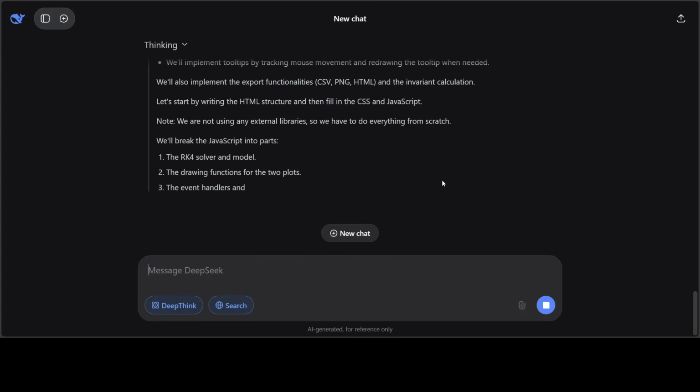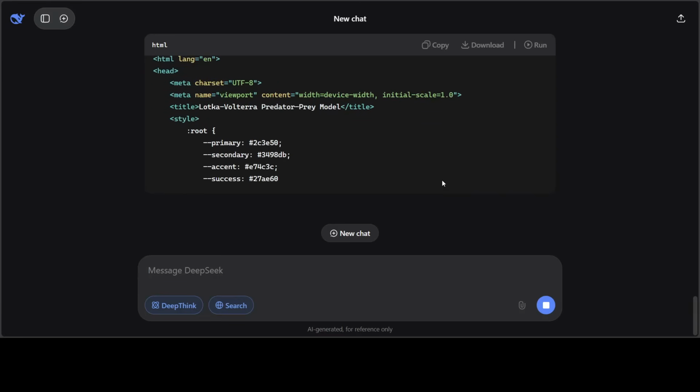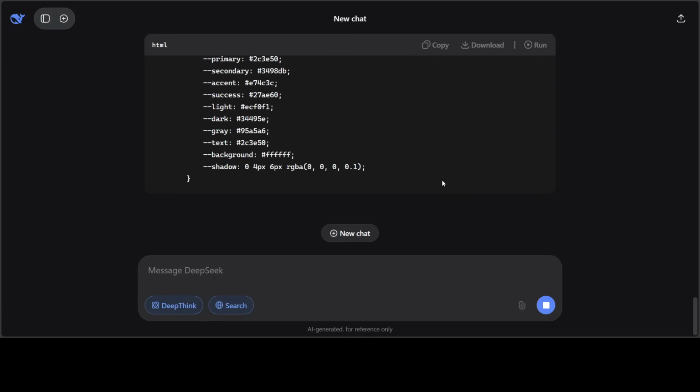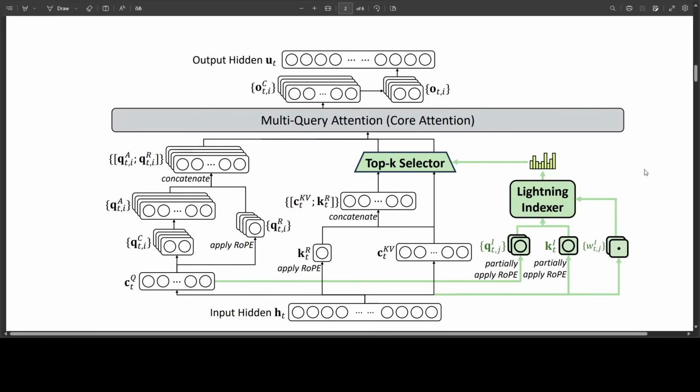DeepSeek V3.2 experimental is an upgrade over the earlier V3.1 model, and its headline feature is a brand new attention trick called DeepSeek Sparse Attention, or DSA. I will take you straight to their paper where they have shown some of it. Instead of letting every token look at every other token, which is of course slow and costly, this new attention mechanism, DSA, uses a lightning indexer to quickly score which tokens really matter. Only the top K most relevant tokens are then allowed into the attention steps. This cuts down the amount of work dramatically, especially when the input text is huge.